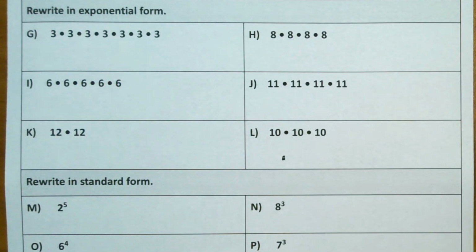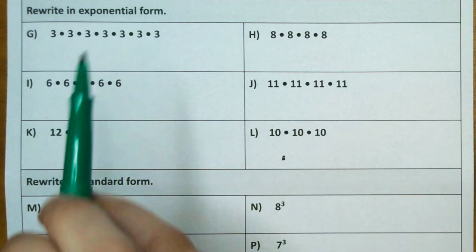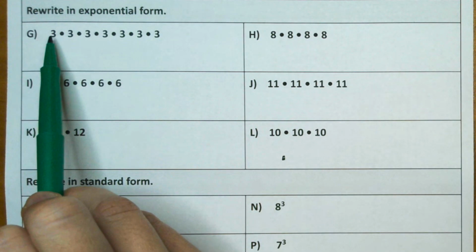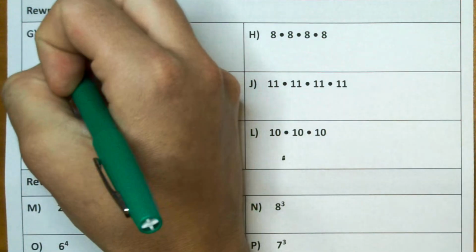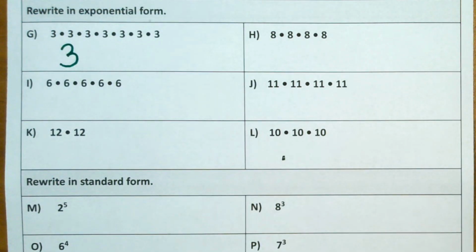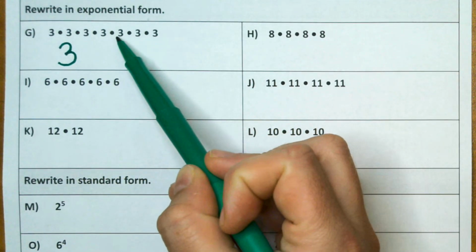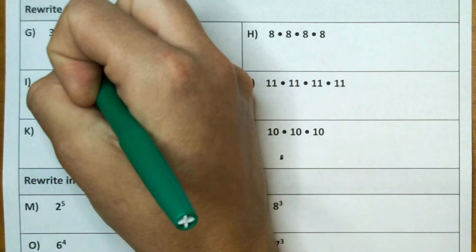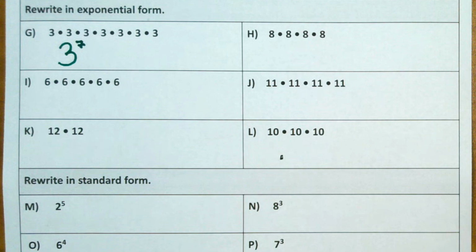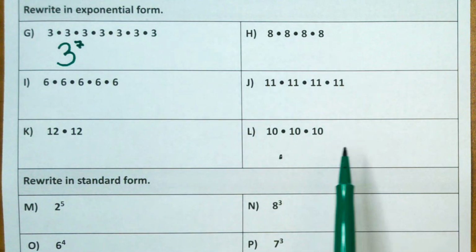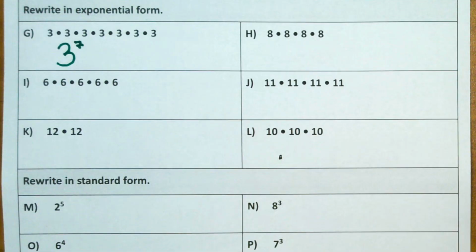All right, let's take a look at this next section. Now it says rewrite in exponential form. Okay, so you can see that word exponent. All right, so we're going to have that small number in the top right corner. I can see in problem G that we're multiplying 3 over and over again. So that means 3 is going to be our base. I'm going to write that nice and big. Let's see what our exponent's going to be. We multiplied it 1, 2, 3, 4, 5, 6, 7 times. So exponential form is 3 to the 7th power. Go ahead and complete just this section and then come back to the video.